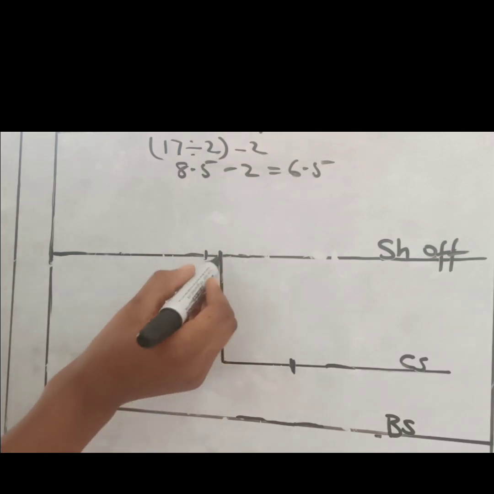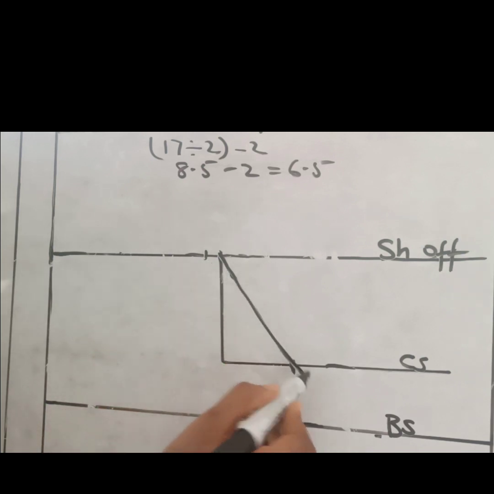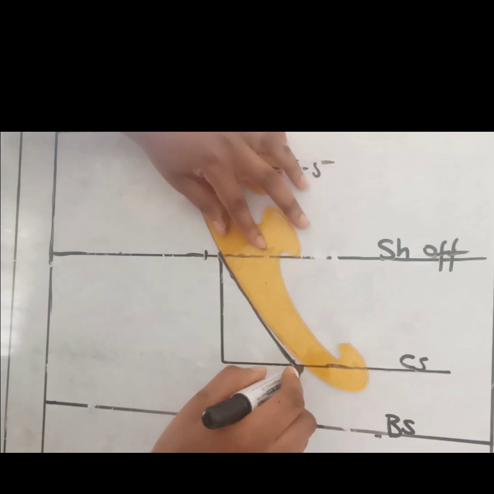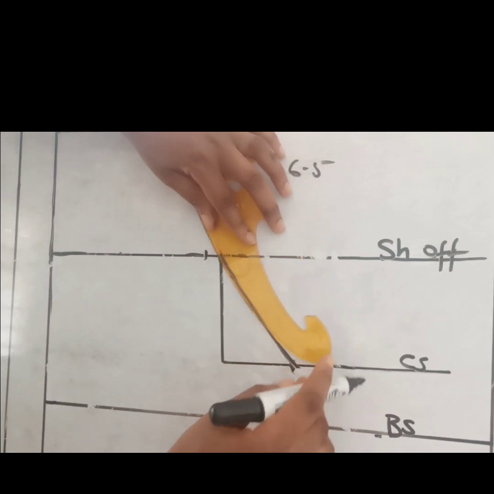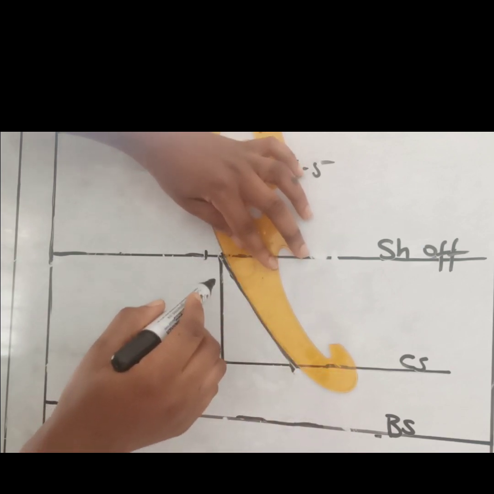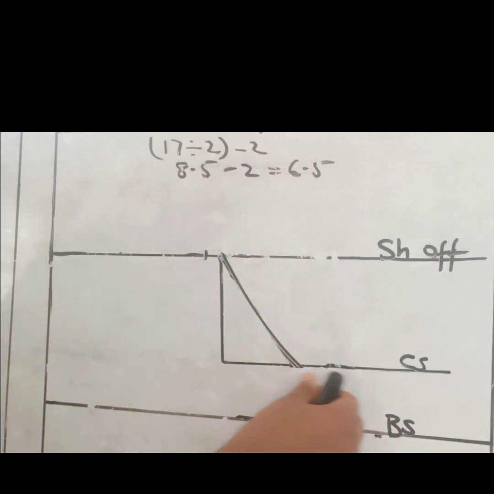And then from here, it's not a sharp line, you just do something like this as the armhole curve. You can use your ruler to do that. You can use your French curve to do that. So this is our curve.